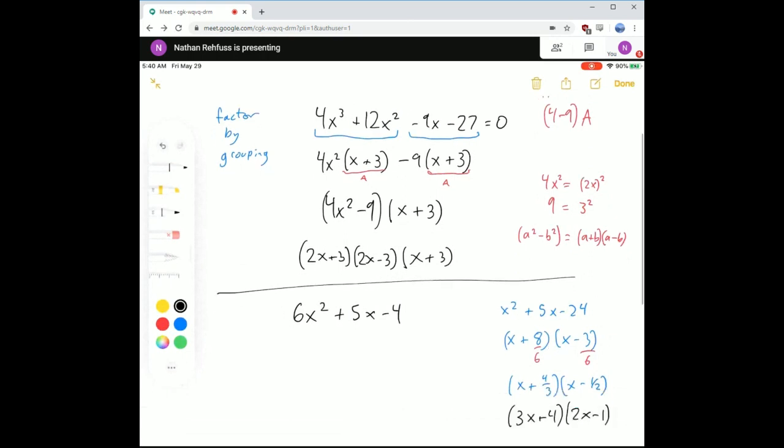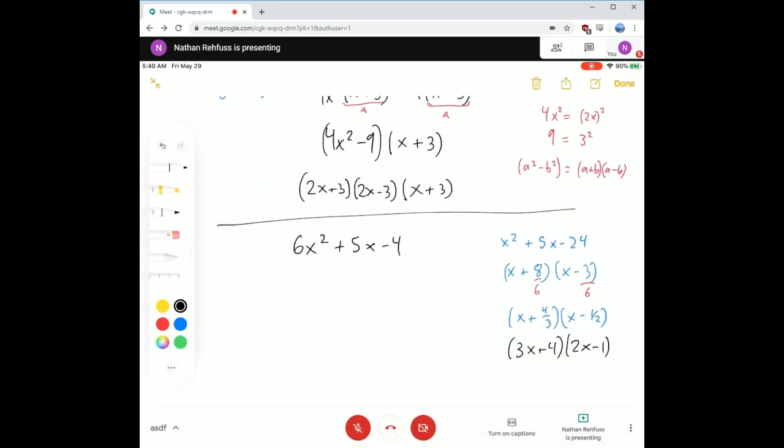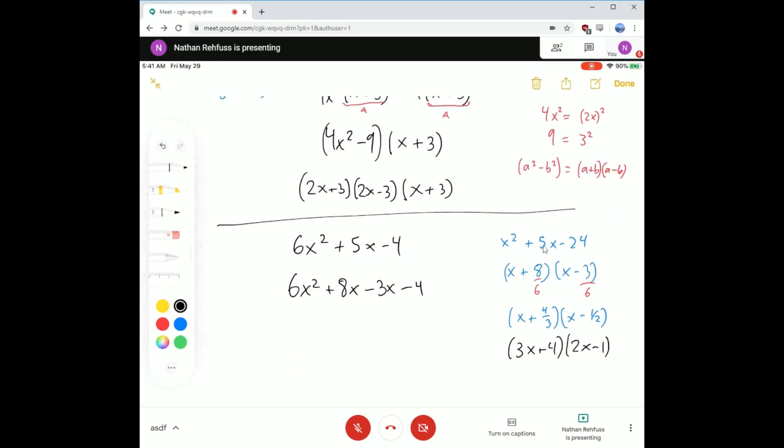If I write 6x squared plus 5x minus 4, and I take that 8 and 3 that I found when I was doing slide and divide, I could say this is 6x squared plus 8x minus 3x minus 4. Is this going to give me what I want? Yeah. See? 5x is the same as 8x minus 3x. So it's this 8 and this 3. They multiply to get 24, and they add up to get 5. So they are what I want.